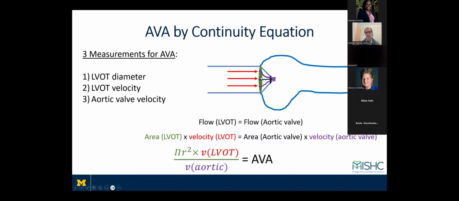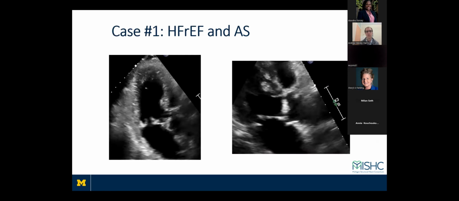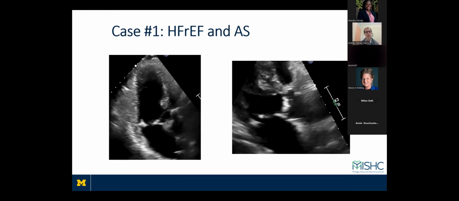So although we usually measure the diameter of the left ventricular outflow tract, we can change that to a radius, square that, and multiply it by pi. That gives you the area of your LVOT. We can directly measure the velocity within the LVOT, and then we can also measure the velocity going across the aortic valve. So let's talk about a case and put some of this into practice here.